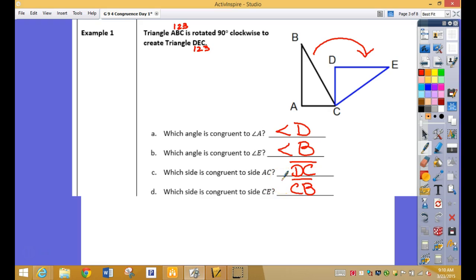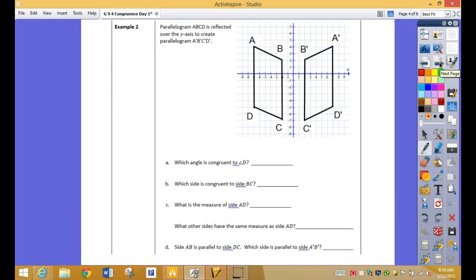Parallelogram ABC. Now they've already reflected it and labeled it A prime, B prime, C prime, D prime. A lot easier to see which ones are the congruent corresponding angles and sides. So with this figure, which angle is congruent to angle D? Yep, D prime.